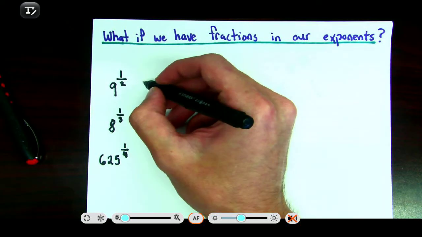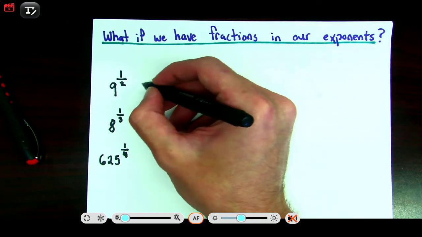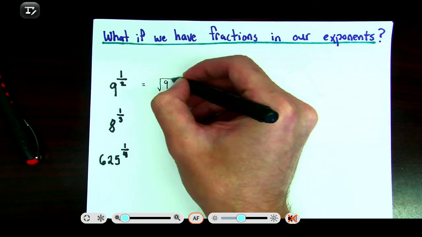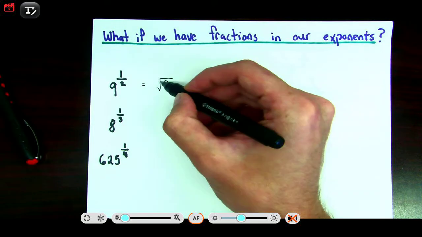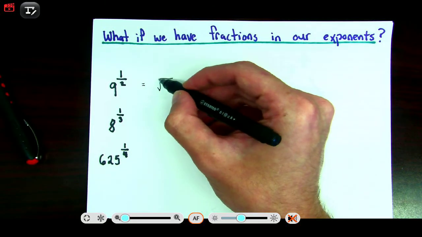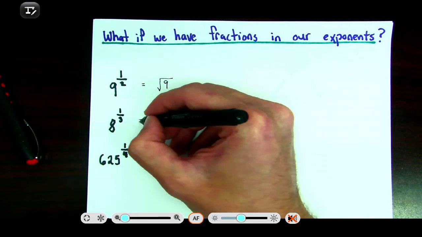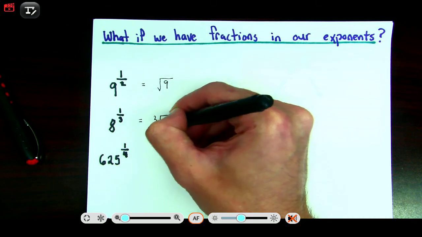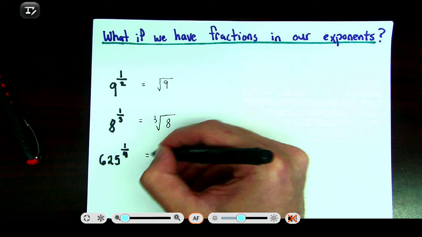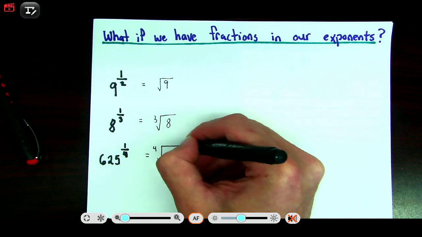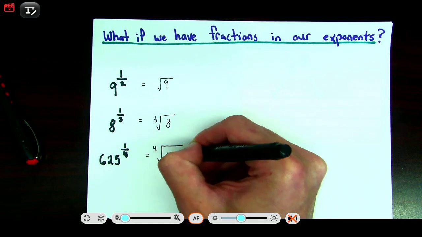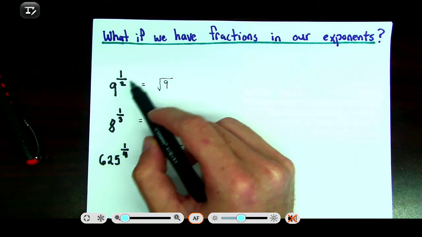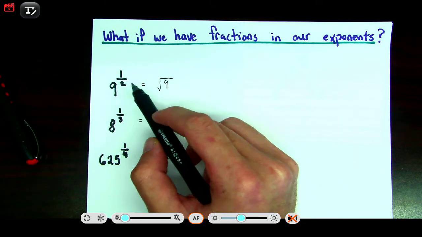The notation that we're going to use is this: this is equal to the square root of 9. Notice that the index over here is 2. What about over here? This will be the cubic root of 8. This will be the fourth root of 625. Okay? That's how we work with fractional exponents.